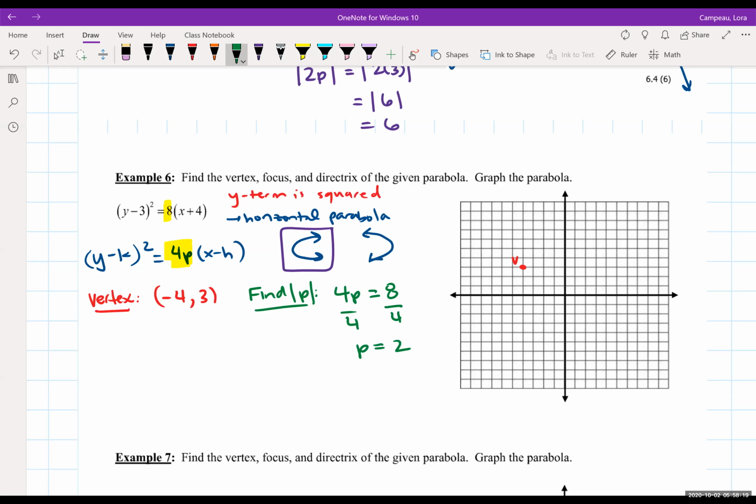So now if we understand how the focus relates to the directrix, we already know the orientation of our parabola. The focus will be located on the inside. The directrix will be a vertical line on the outside. So we're just saying what's the distance from our vertex to our focus point. That's going to be 2 units. So we have our focus right here. And then our directrix is also 2 units behind it, but this will be a vertical line.